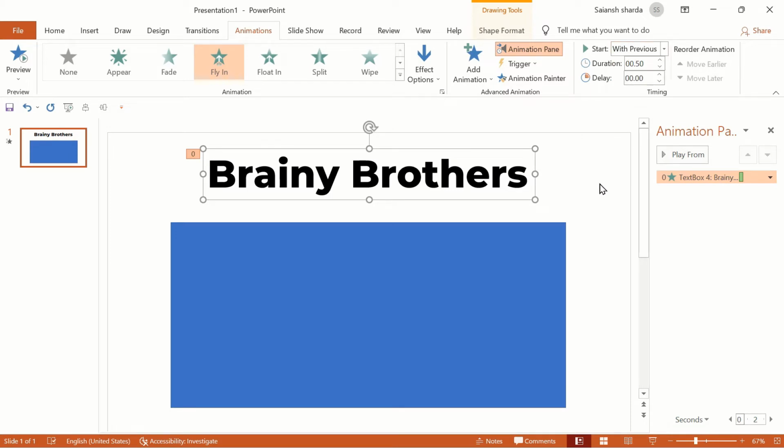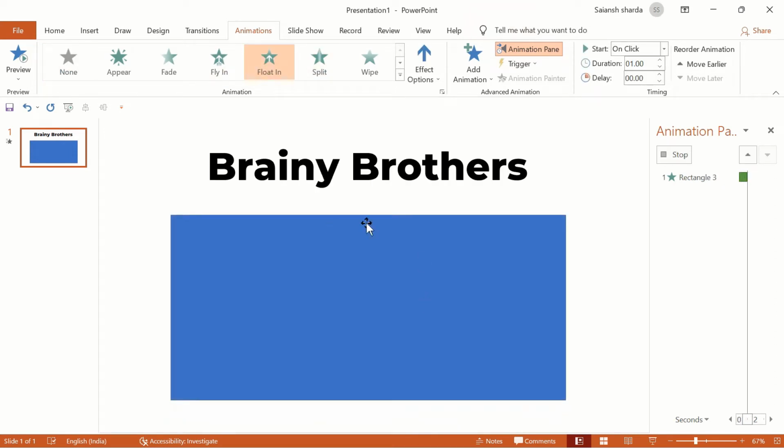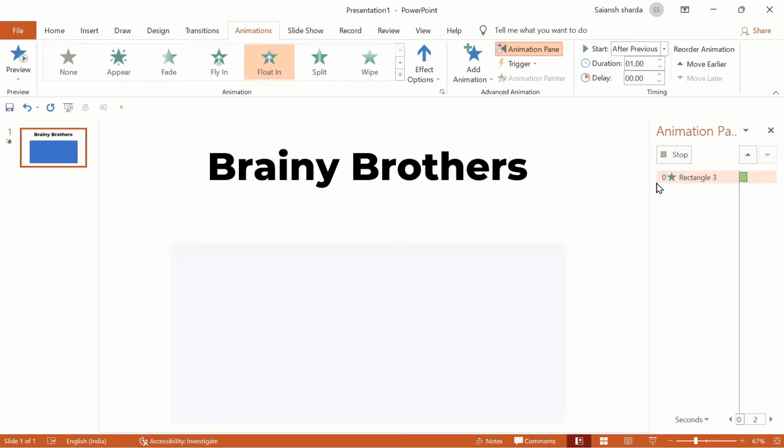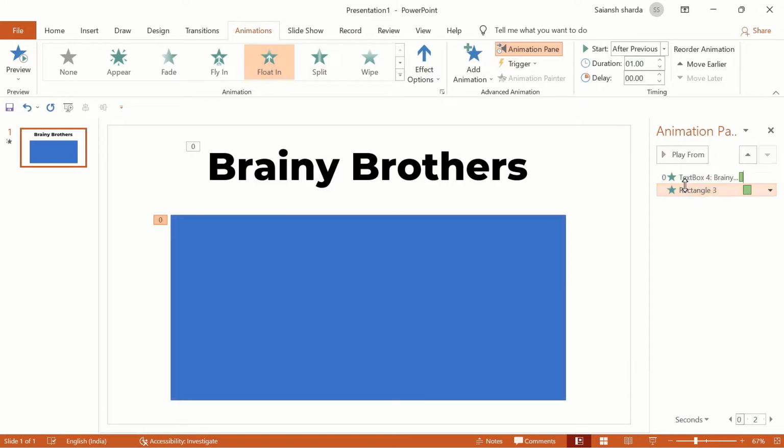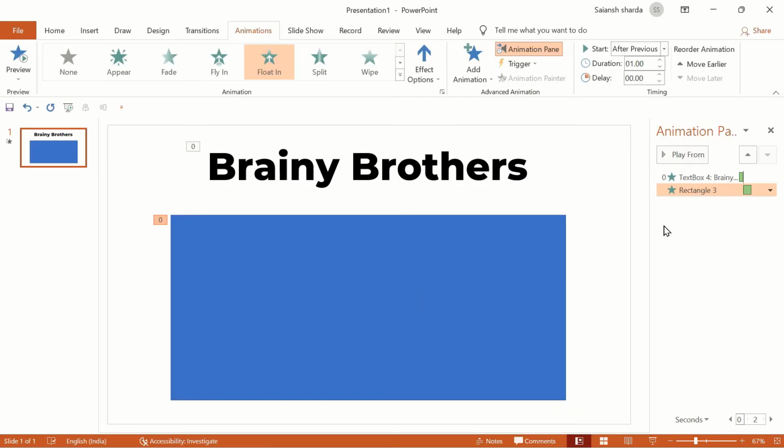Now if we go to animation pane, we have another option, after previous. So let me explain that for you. Let's say I put a floating animation on this rectangle. If I put this on after previous, now if we go to slideshow, here you can see first the text animation is playing, and then after the previous animation, the text animation, the rectangle animation is playing. So that is after previous.